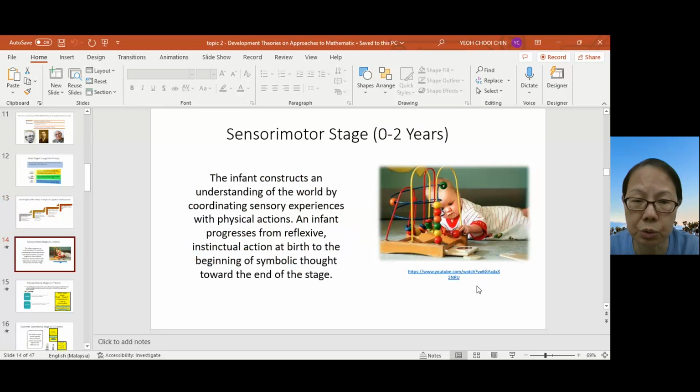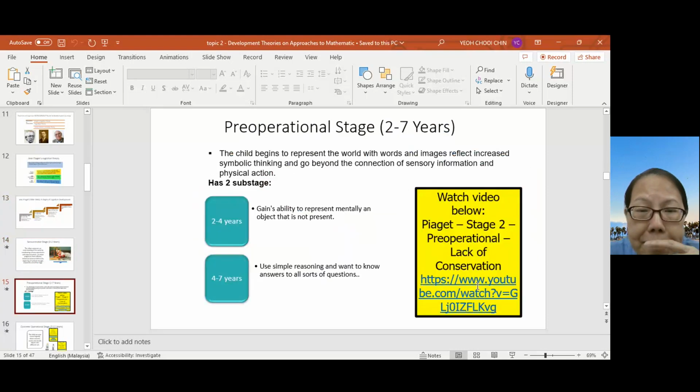Sensory motor stage is from 0 to 2 years old. The infant constructs an understanding of the world around them, as I mentioned just now, with physical actions, things they can feel and touch. Action at birth to the beginning of symbolic age, which is 2 years old. Then 2 to 7, as I mentioned.